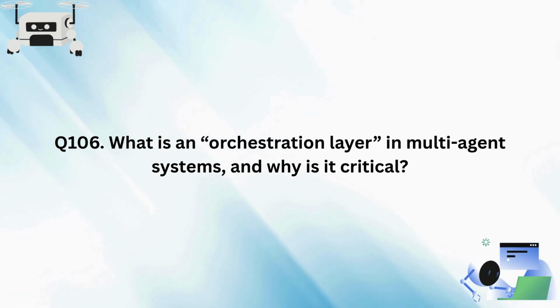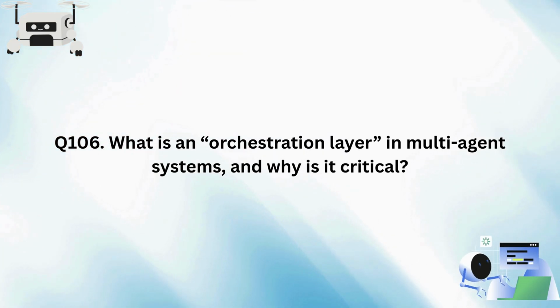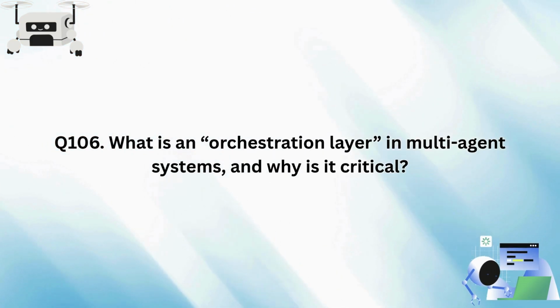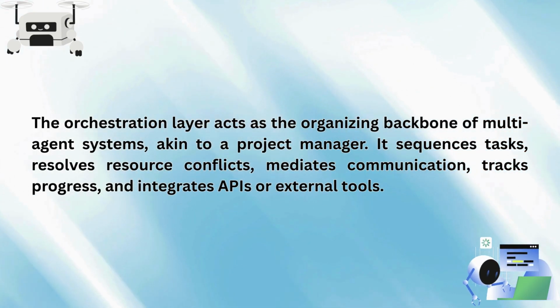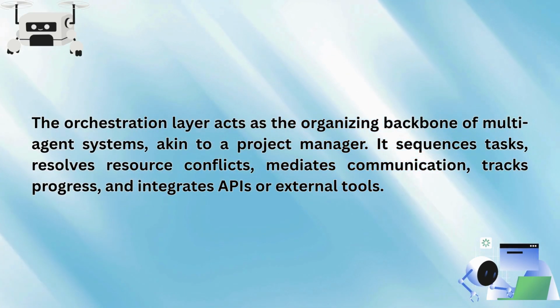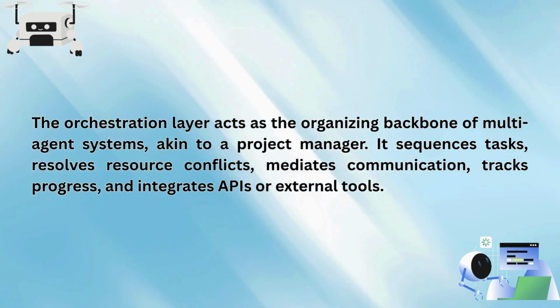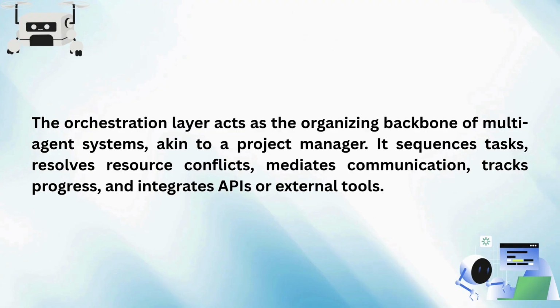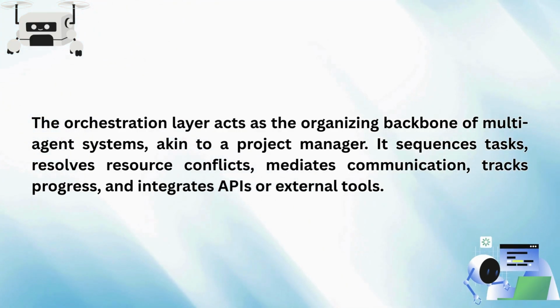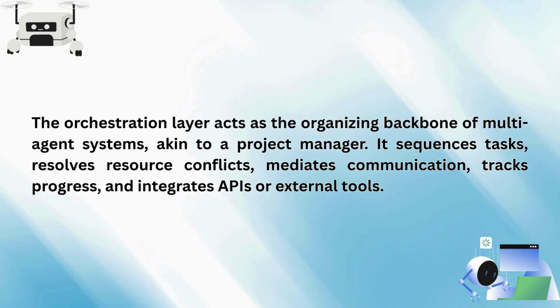What is an orchestration layer in multi-agent systems, and why is it critical? The orchestration layer acts as the organizing backbone of multi-agent systems, akin to a project manager. It sequences tasks, resolves resource conflicts, mediates communication, tracks progress, and integrates APIs or external tools.